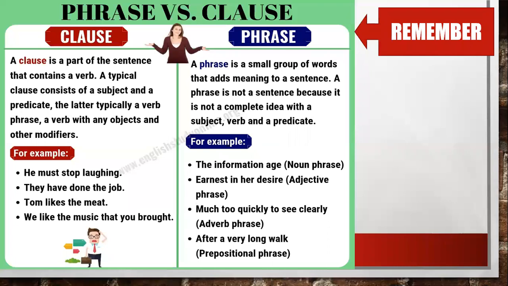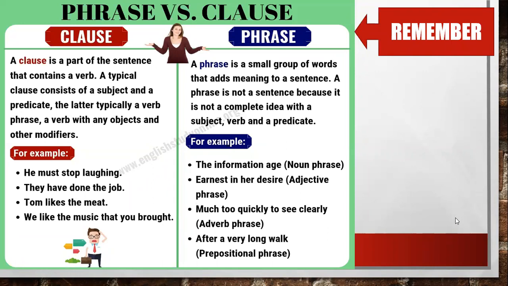Oh, yes, okay, I got it. So you have a complete sense. Notice that we have two clauses here. And what about the phrase? The phrase, notice, the phrase is a small group of words that adds meaning to a sentence. A small group of words. Remember, a small group of words that adds meaning to a sentence.